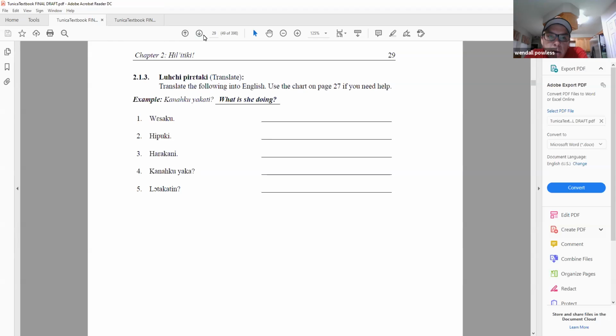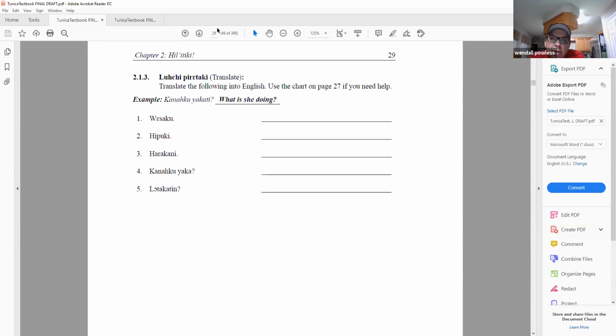What does that mean? And you can borrow a word from the example to help you. Kanakyaka. Okay. What does that mean? The question word comes from your example.